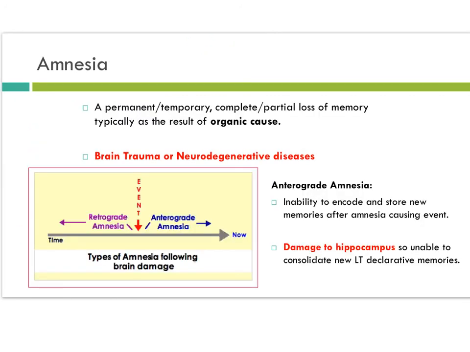One result, as we saw from brain surgery, particularly the case of HM, is amnesia. Let's be clear, amnesia occurs through a few different means. We have surgery, we have Alzheimer's, and it can also be caused by a stroke, as in the case of Clive Wearing. Amnesia is a permanent or temporary, complete or partial loss of memory, typically as a result of an organic cause. Typically that organic cause is Alzheimer's or a stroke, but remember, as in HM's case, it can also be surgical.